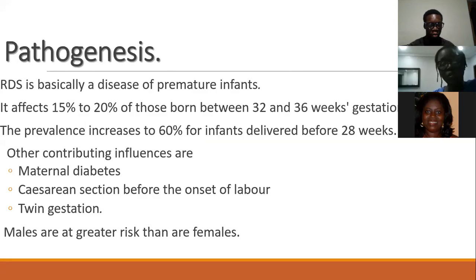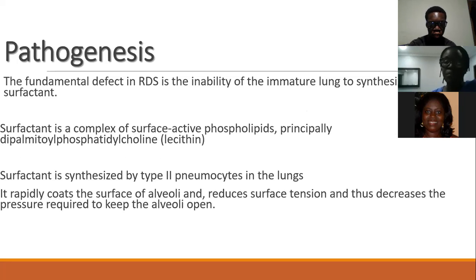Other things that can contribute to respiratory distress apart from prematurity are maternal diabetes, cesarean section before the onset of labor, and twin gestation. It's been noticed that males are at greater risk of death compared to females. Now, the main issue with respiratory distress syndrome is the inability of the immature lung to synthesize a chemical we call surfactant. Surfactant is a complex chemical which has phospholipids, and principally it is synthesized by cells in the lungs called type 2 pneumocytes.